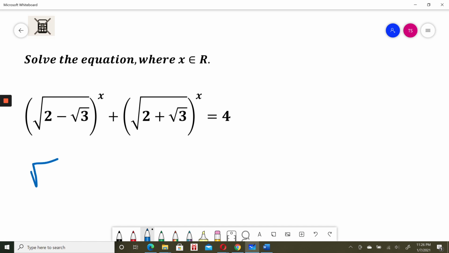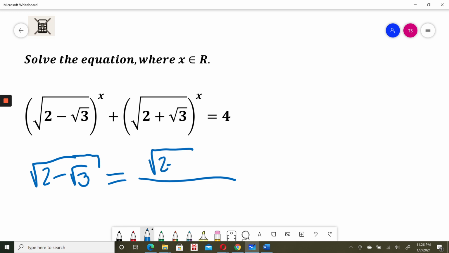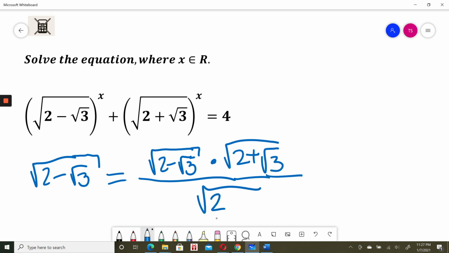I have a square root, so I can do it this way: square root of 2 minus square root of 3. I want to change it a bit, so I will multiply it by a special 1. My special one will be 2 minus square root of 3, multiplied by its conjugate, 2 plus square root of 3, and I will divide by this as well.